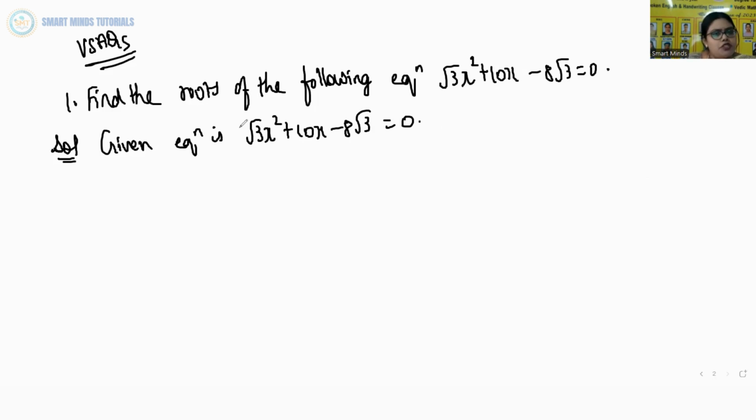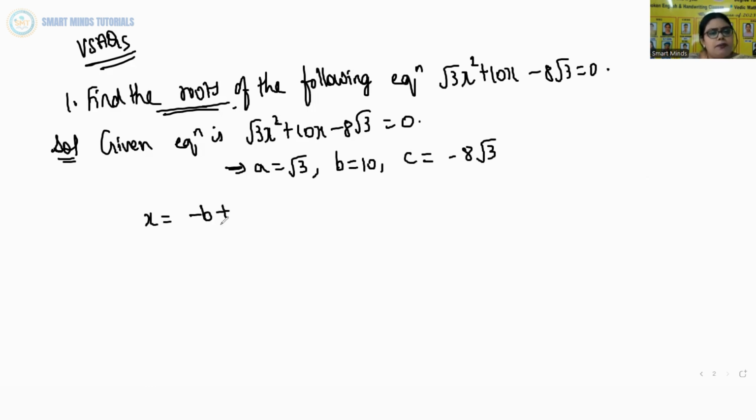Now whenever an equation is given, we write the ABC values. So A is the coefficient of x square, that is root 3. B is the coefficient of x, that is 10. And C is the constant term, that is minus 8 root 3. And now you see the question is find the roots. Roots means we need to find the values of x. Because it is a quadratic equation, the highest power of x is 2, so maximum you will get 2 roots. So how to find the roots? We have a formula called the quadratic formula.